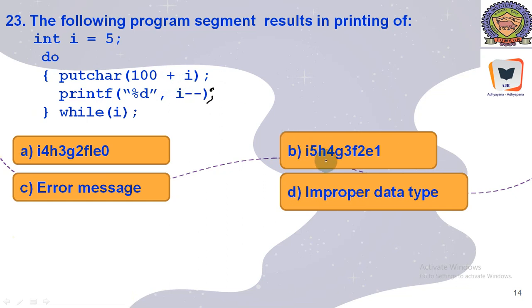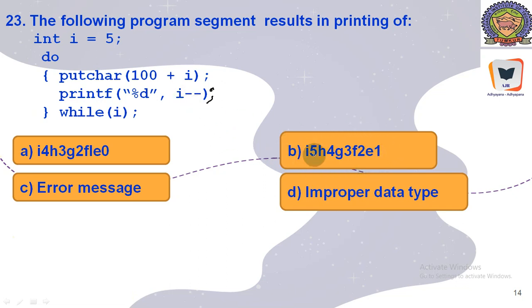104 is H. What is there behind I? Then this will become 4, because I equal to I minus 1. It becomes 4. Then once again, it goes behind. That is G. Then it becomes 3. F behind G. Okay, 2, E, 1. You can slowly work out this, and this is going to be the answer.